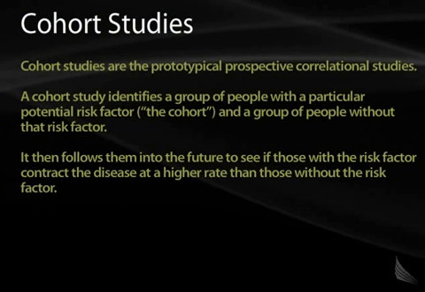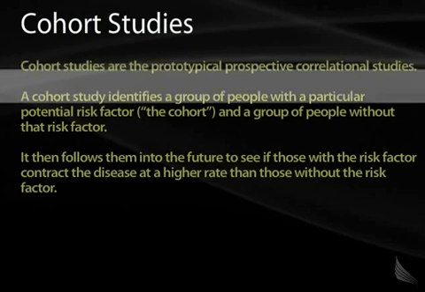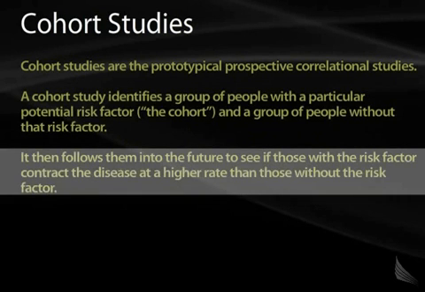In contrast to case control studies, cohort studies are prototypical prospective correlational studies. That is, they look forward in time. A cohort study identifies a group of people with a potential risk factor, the so-called cohort, and a group of people without that risk factor. It then follows them into the future to see if those with the risk factor contract the disease at a higher rate than those without the risk factor.